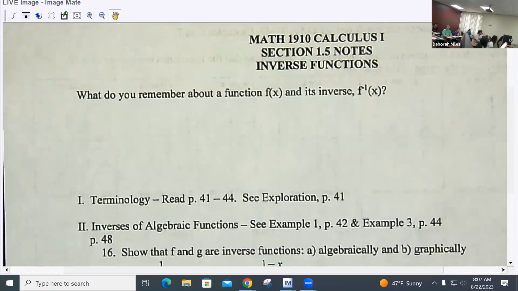All right. Section 1.5 is inverse functions. Every time we learn a new thing in math, we turn right around and learn to undo it. And the undoing of functions is inverse functions. All right. Tell me anything you remember about inverse functions. Let's get some notes. What do you remember?